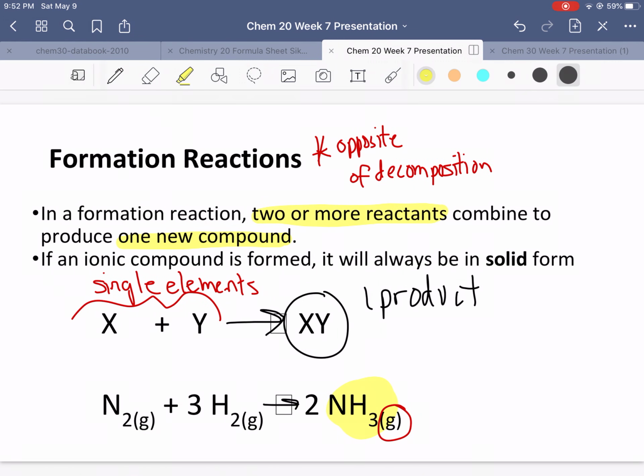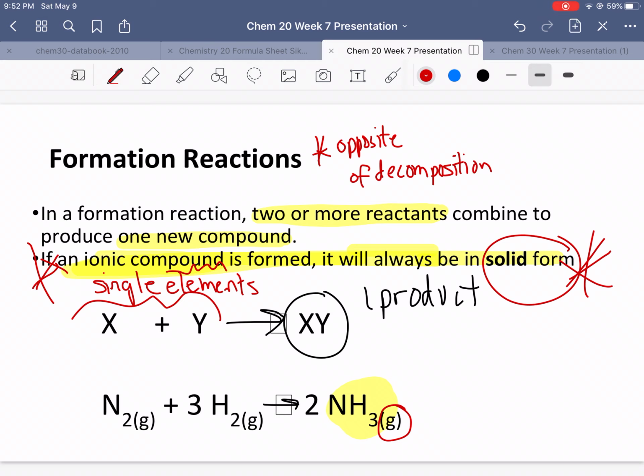That's what I wanted. If we end up with an ionic compound being formed instead, it will always be a solid. This is really important, guys. Like, memorize, know it, be aware. Again, that's specific to if an ionic compound is formed. You are always forming the solid form. If, vice versa, a molecular compound is formed, like ammonia, the state of matter will vary depending on it, right? Like if you form water, it's a liquid. If you form carbon dioxide, it's a gas. If you form an ionic compound, though, always solid.